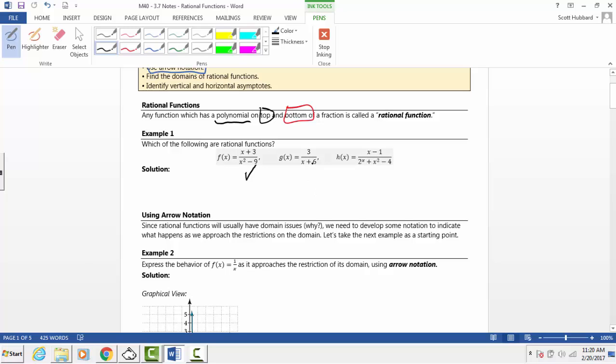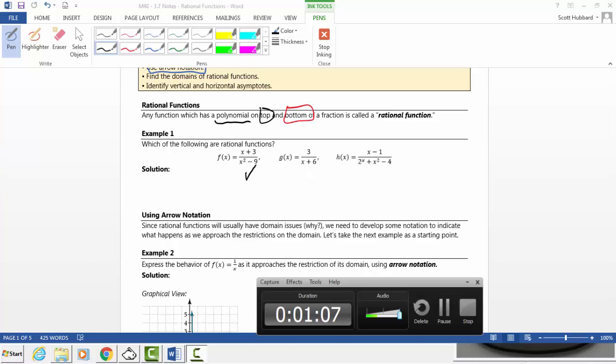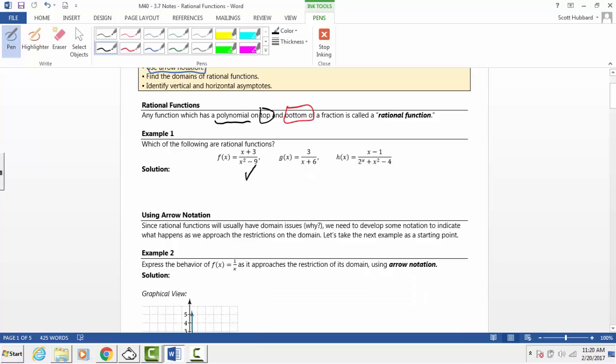What about this one? Do I have a polynomial divided by a polynomial? Yes, I do, and that's because even though you might not think of 3 as a polynomial, it still is a polynomial. It's a polynomial with just a constant term. So that is one. And then let's take a look at this one. Think about it. Does that look like a polynomial?